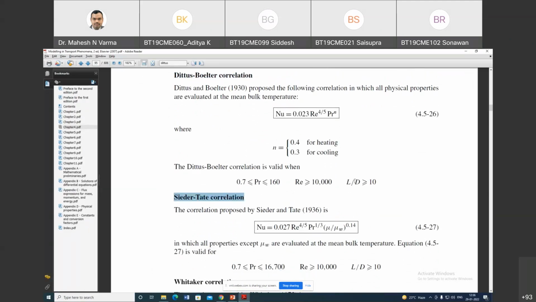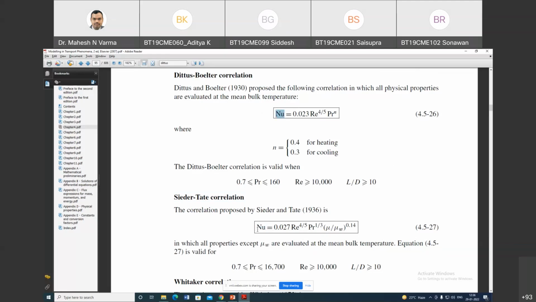Now you can see L by D, same thing. Reynolds number should be greater than this. Say this is Prandtl number. Say my Prandtl number is 100. So I can use Sieder-Tate correlation also. I can use Dittus-Boelter correlation also for flow through pipe. So if I use this, I will get a different value of Nusselt number. If I use this, I will get a different value of Nusselt number.